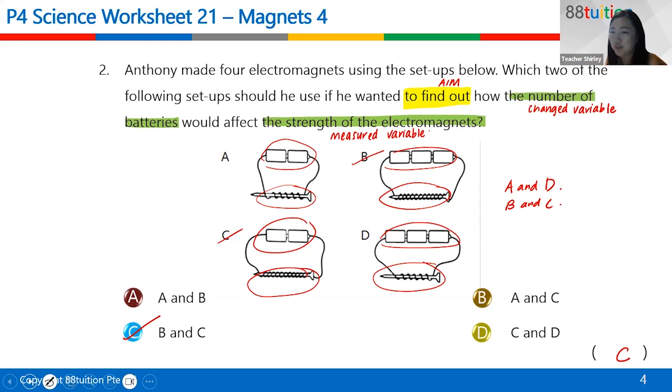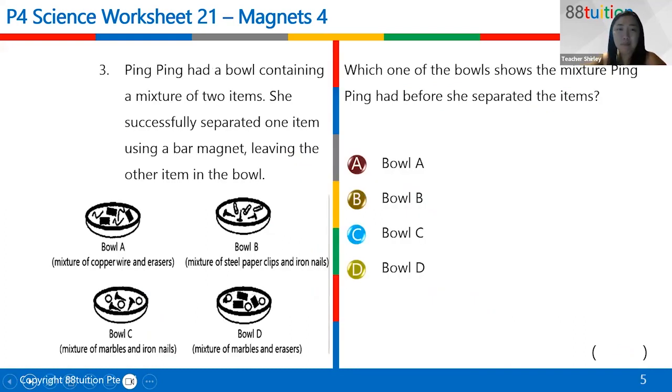Okay, now let's move on to question 3. Ping Ping had a bowl containing a mixture of 2 items. She successfully separated one item, leaving the other one behind. So this piece of information here, she separated one item using a bar magnet. This phrase tells us that this item is magnetic because it can be attracted to a bar magnet.